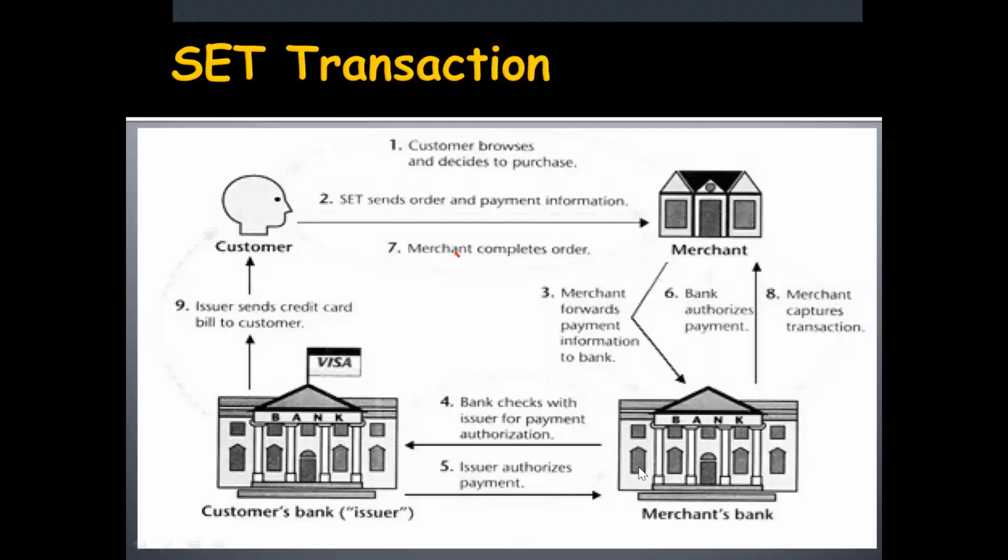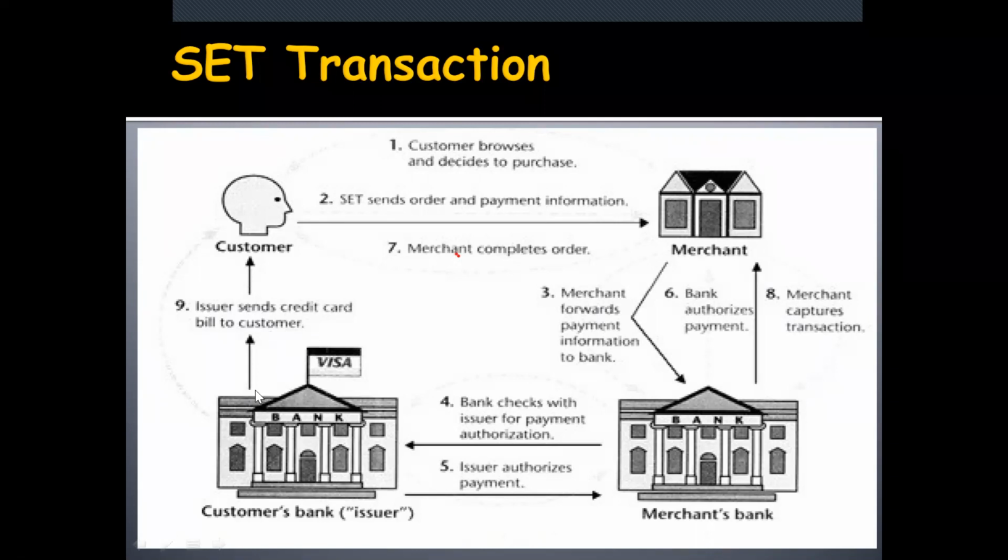So they are going to issue the authorizing payment to the merchant bank. The bank is going to authorize taking the payment, and it is deposited into the merchant bank. After this, the bank is going to authorize the payment after the merchant completes the order, and again he is going to give the merchant a capture transaction. And then whatever things happen in between the customer and merchant, those issuers send the credit card bill to the customer.